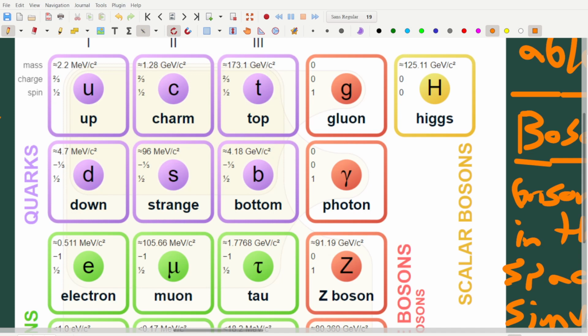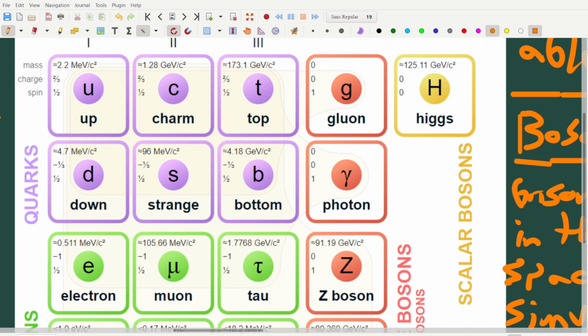And if you notice, their masses are massive. This one's 173 giga-electron volts. It has the equivalent mass of 173 hydrogen atoms. Very, very high energy particle. Some of these are a little smaller, but in general they're much larger than the electron.